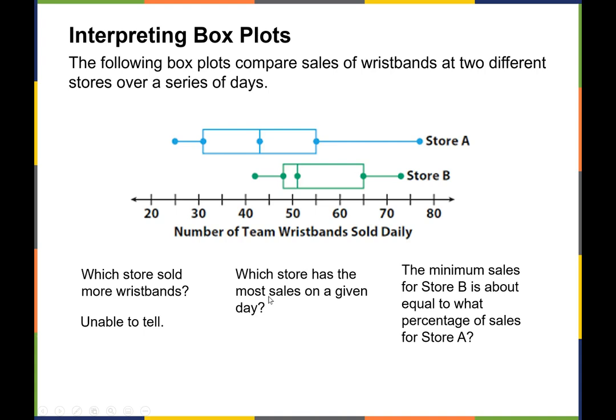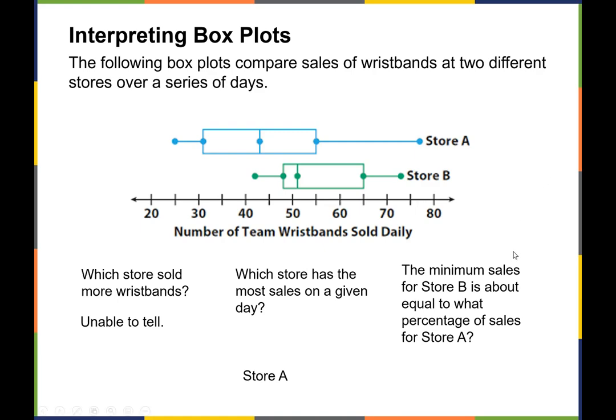Which store has the most sales on a given day? Well, which one has the highest maximum value for a day? Well, this one is store A. It looks like it's right about maybe 76 or 77. So store A has the highest sales for a particular day.